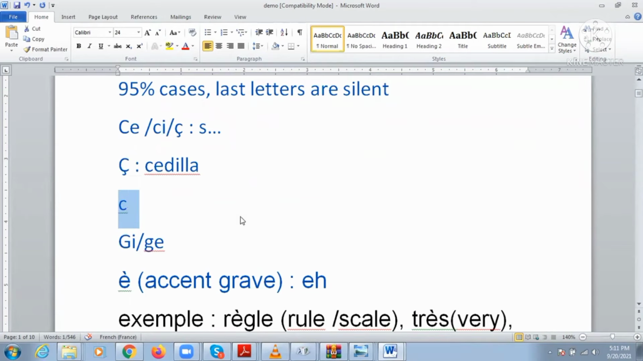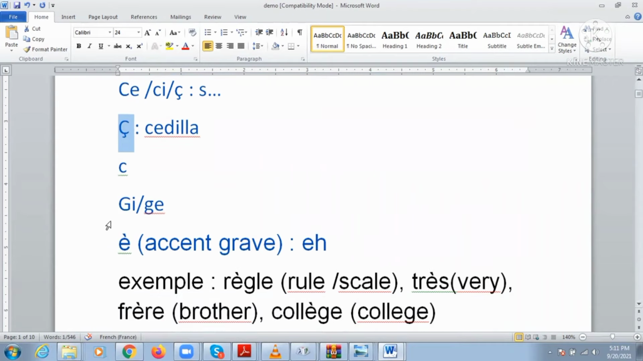Or when there is a symbol like sedia, it also gives you an "s" sound. And again, we can't decide where to use the symbol. By default, symbols are there in the words, and you have to learn the spelling. Another thing, G I and G E is like "je". Otherwise, G is pronounced as "g".